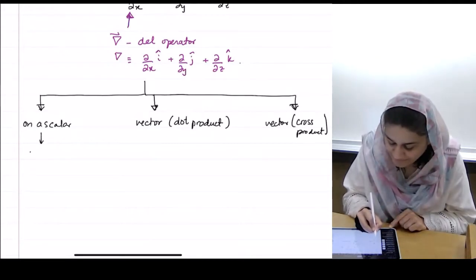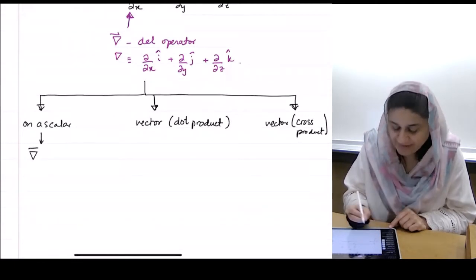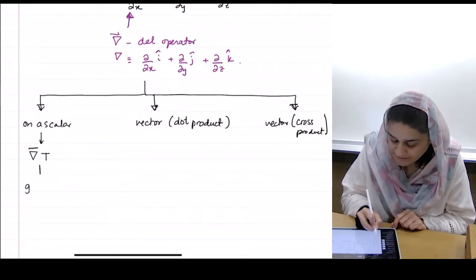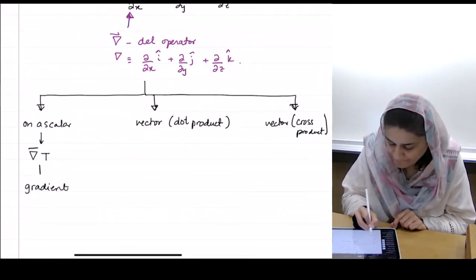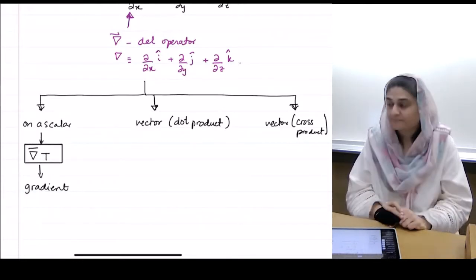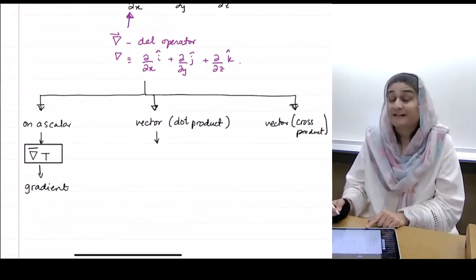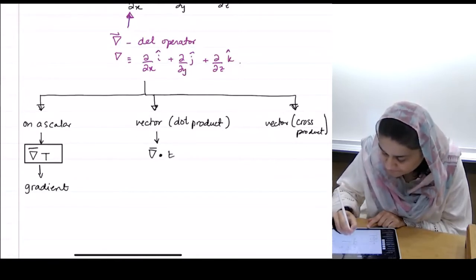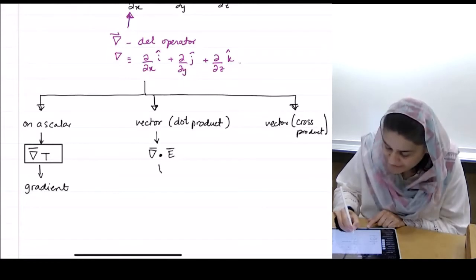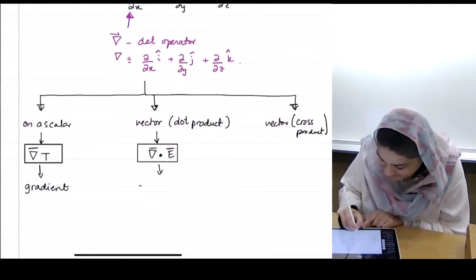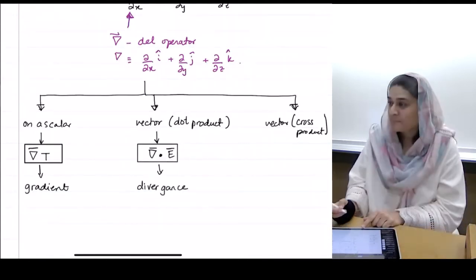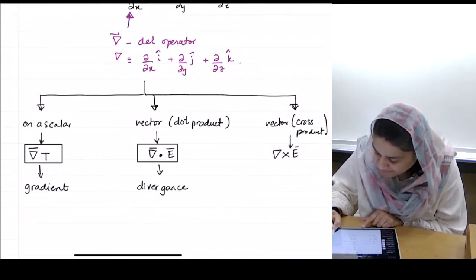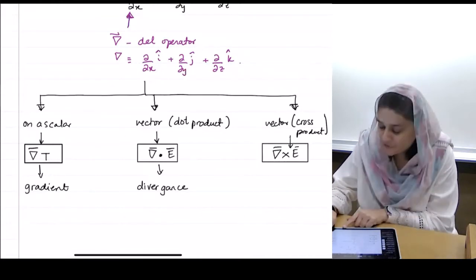So how do I write that? A del operator operating on a scalar, I think Griffiths called it T, will be called a gradient. When this del operator operates on a vector as a dot product, let me call it E. Delhi. Delhi, yeah. Oh yeah, that's funny. This is called a divergence. And when this vector cross product exists, it is called a curl.